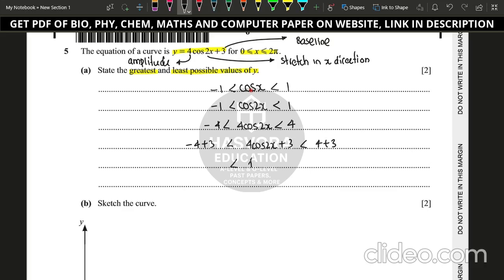So now the range of this one that they have given us is: 4 cos 2x plus 3 is less than or equal to 7, and greater than or equal to minus 1. Okay, you are going to be writing this because it is important and you have to show the examiner. So the greatest value is plus 7, and the least value is minus 1.